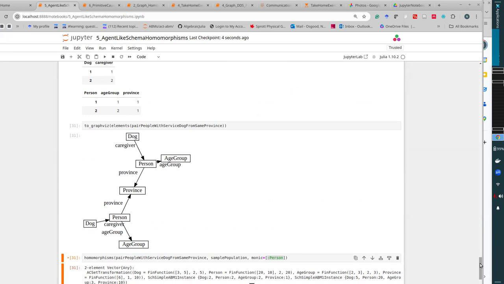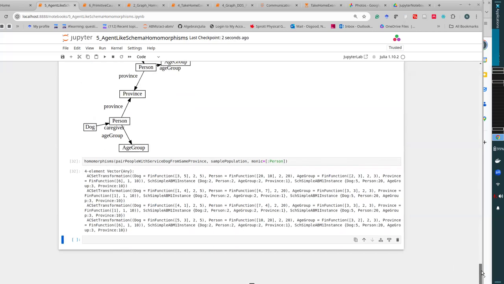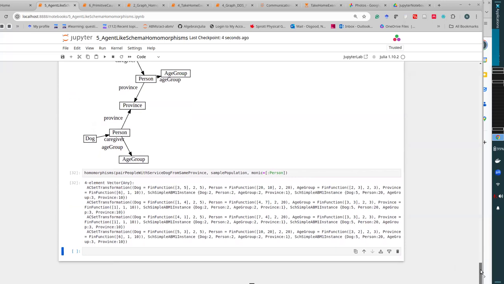They have dogs. So they need to have dogs. In general, there's 2 different persons, right? There's 2 different dogs here, yeah? But the persons can have different age groups. We're not constraining that, but they've got to be from the same province. Do you see that? And now let's run our query. And here we find, once we ignore order, 2 different pairs. So the first is 20 and 10.